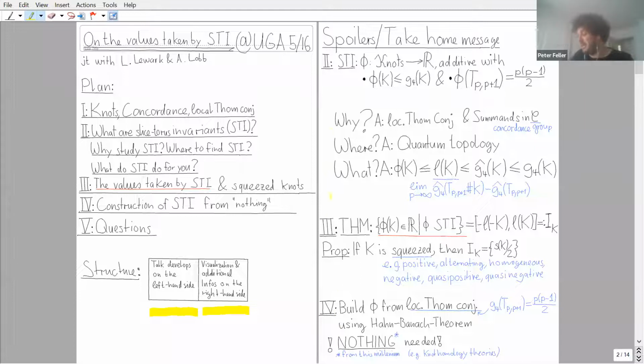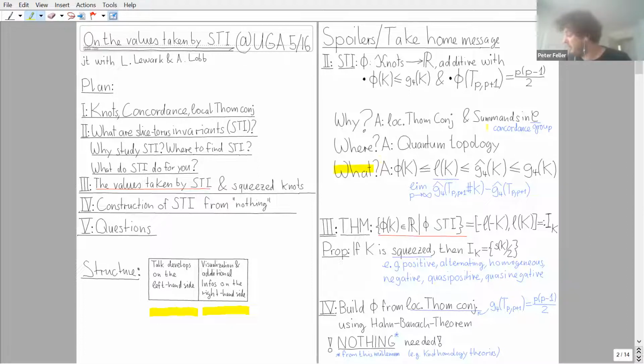If, while I go through this, you don't understand everything, great, look forward to the talk that is about to come. Why could you study these gadgets? Well, you can reprove the local Thom conjecture, and maybe you can use them to produce summands in the so-called smooth concordance group. That's a good reason. Where can you find them? I talk about this because, with one famous exception, all slice-torus invariants that were built come out of quantum topology.